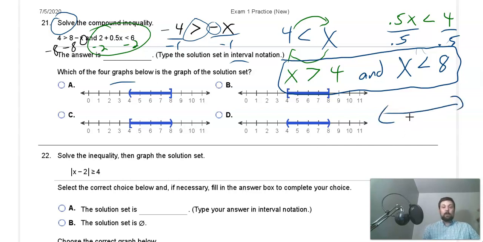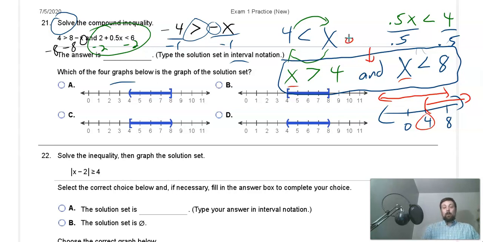The way I would do this is I would mark 0. Here's 4. Here's 8. We want numbers to be greater than 4. So here's 4. The numbers that are greater than 4 are to the right of 4. No brackets because there's no equals to here. So we want to use parentheses on the 4. We also want numbers to be less than 8. So here's 8. I want numbers less than that. That's going to be to the left of 8. Parentheses on the 8 because there's no equals to.